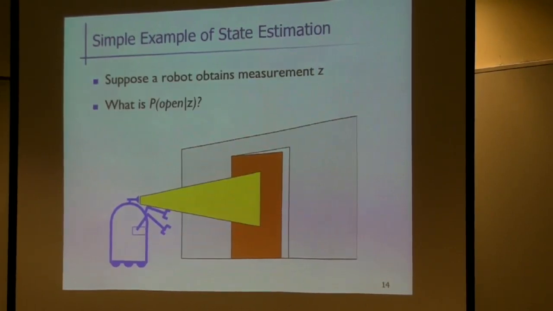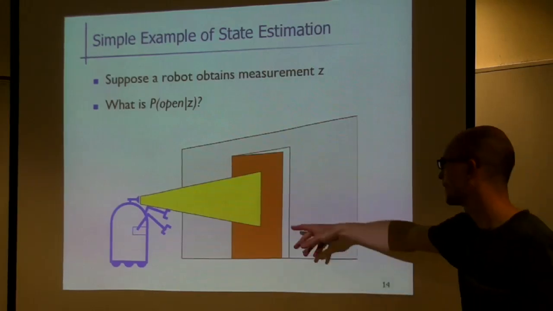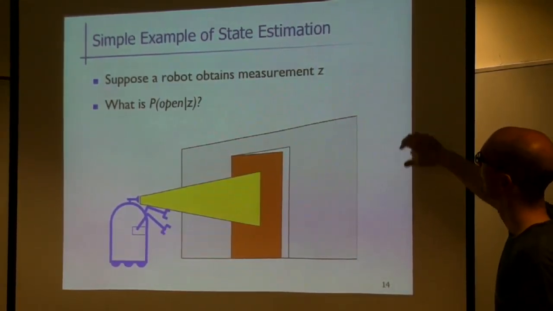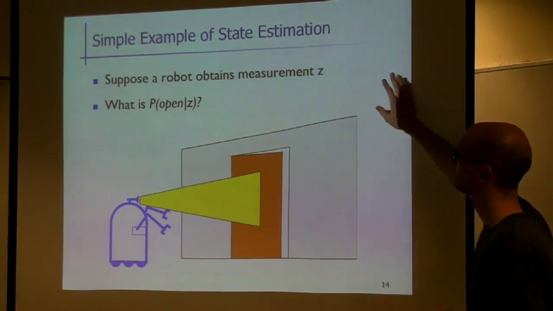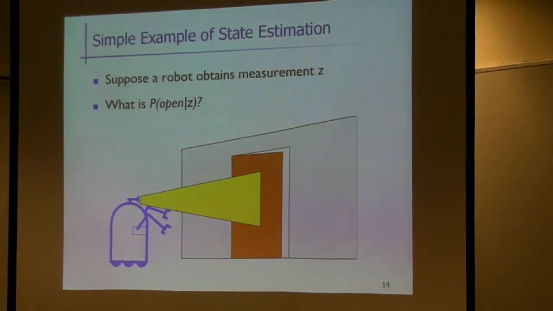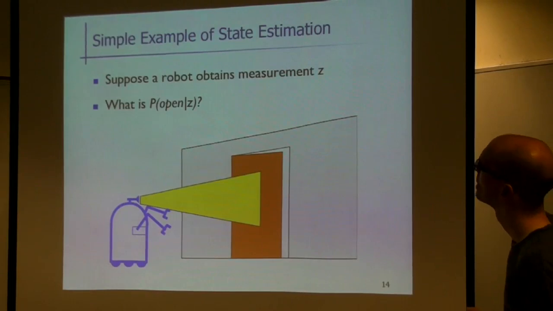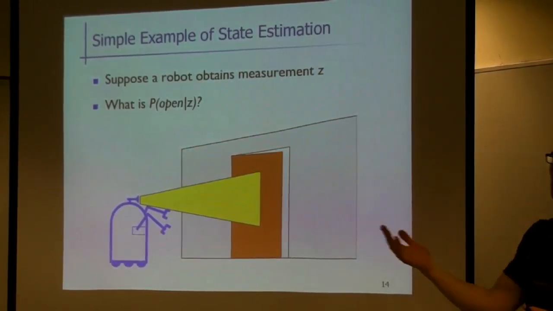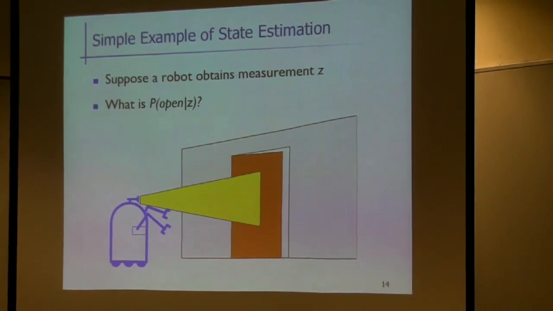Okay, so here's a very simple example. Let's say your robot is standing in front of where it knows there's a door, and it gets a measurement z. That measurement z could be something from a scanner, or just some reading, let's say the distance reading from a laser rangefinder. And now the question is, what's the probability that the door is open given you measured that distance reading? That's a hard question to answer.